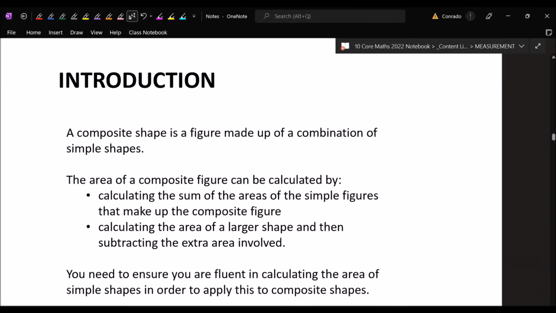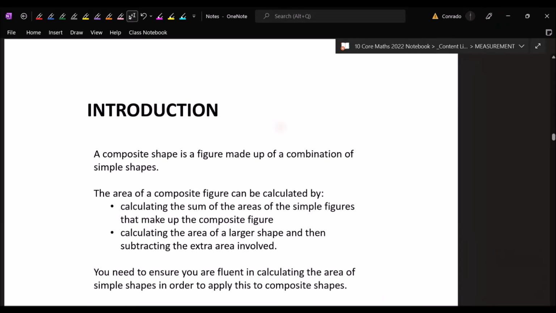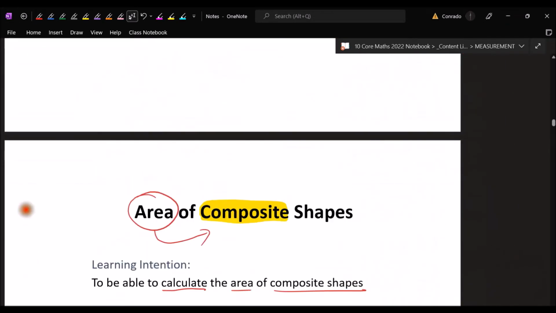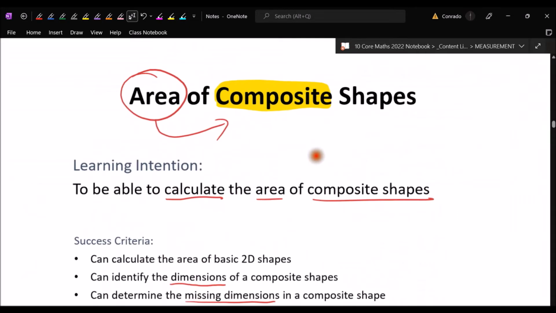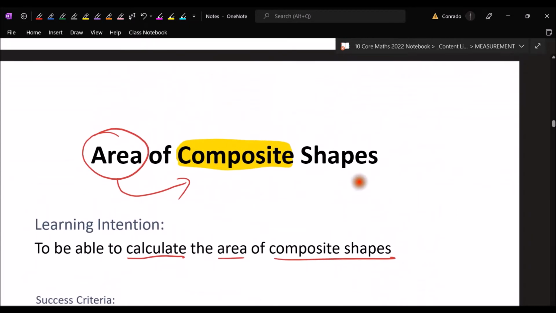So at the start of this session, session 2, we looked at understanding what the words area and composite mean.